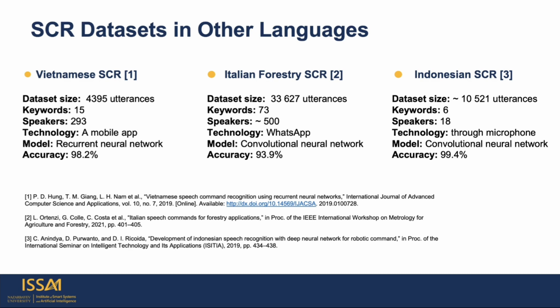The second one is Italian Forestry Speech Command Recognition, a speech command recognition system specifically designed for the forestry domain, which employs a convolutional neural network model and operates on a dataset comprising 33,627 utterances collected through WhatsApp from approximately 500 speakers, achieving an impressive accuracy of 93.9%.